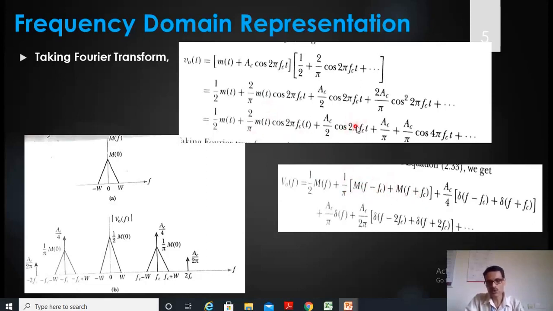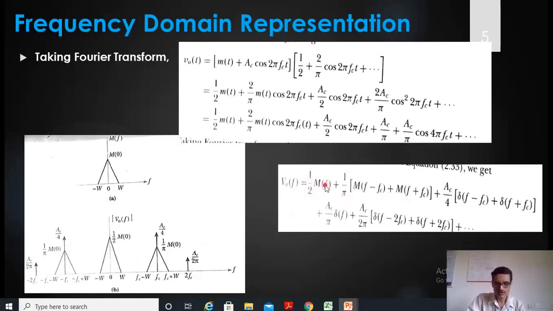Here I have a simple cos function, that means it's a delta function, correct? AC by 2 I have already as the amplitude, here it is AC by 4, delta of f minus fc plus delta of f plus fc. Here I have a DC term, okay? So DC is represented by a delta function in the frequency domain, it is AC by pi into delta of f. What about this? It's the 2fc component, a cos signal, that means it's a delta function at minus 2fc and plus 2fc. So it is AC by 2 pi, delta of f minus 2fc plus delta of f plus 2fc. Now let us draw all these spectrums in the frequency domain.